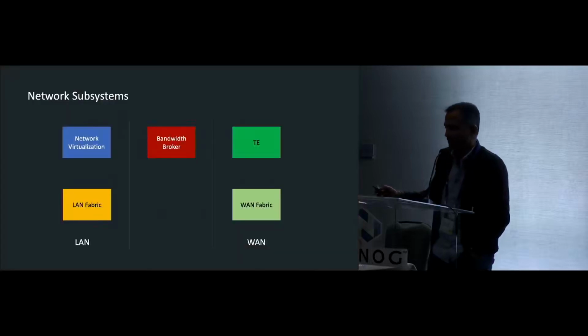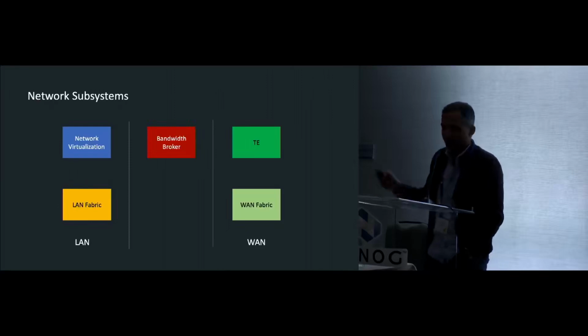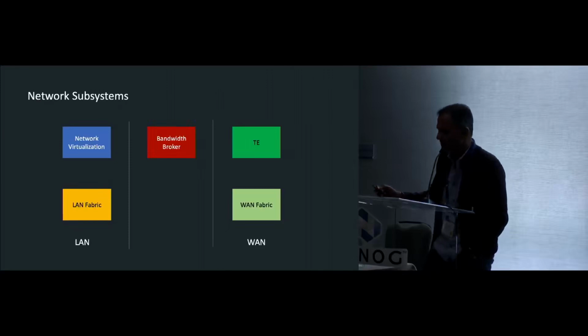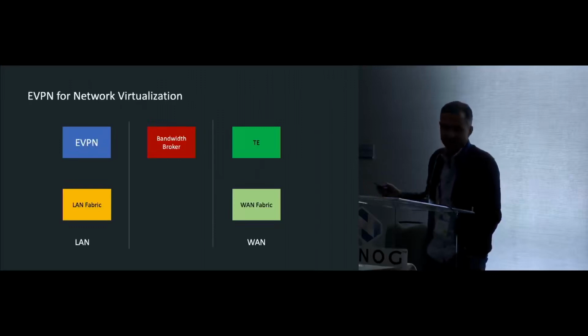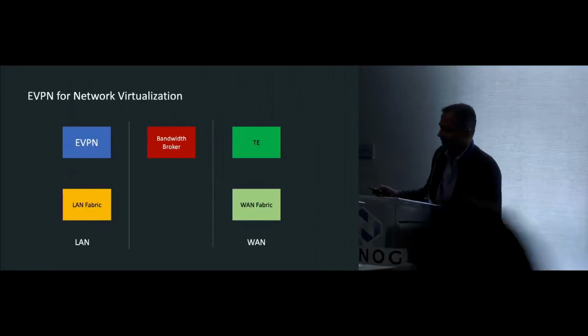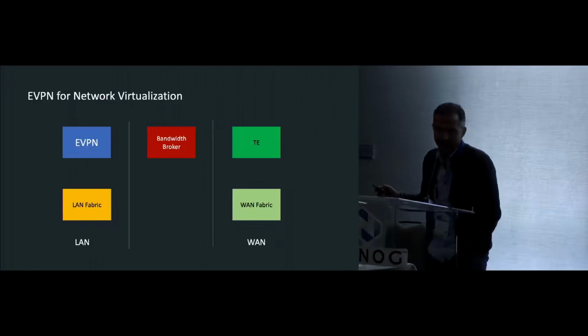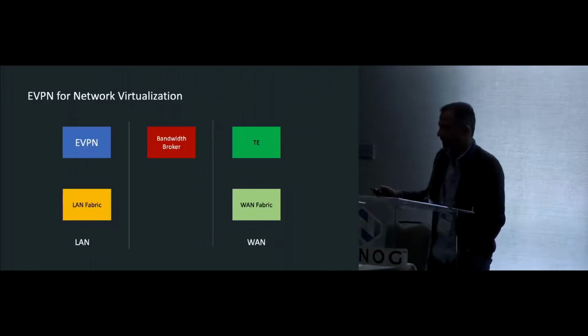So just to get started, I ripped this one from a Google slide somewhere. A network system as a whole is basically composed of multiple subsystems. One of the subsystems is the network virtualization subsystem, and in the case of Google, it's Andromeda. In the case of what we're going to talk about today, it's going to be EVPN, right?